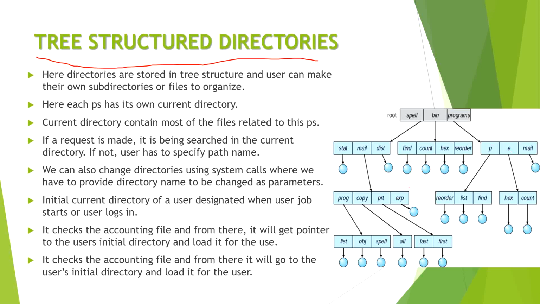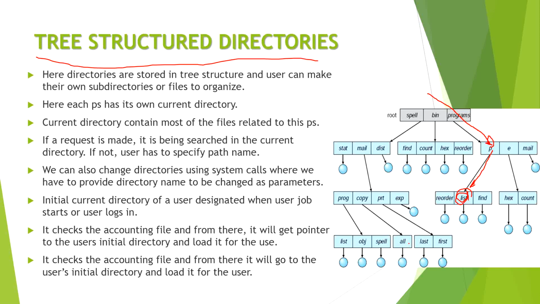Now let's say a user wants to search for the list file. In what way will it do that? Firstly it will go to programs, then it will go to p. After that it will come to know that the list file is stored in this directory. Then it will come here, search the whole directory and find that this is the directory or this is the file which it wants, and in the same way searching is done.